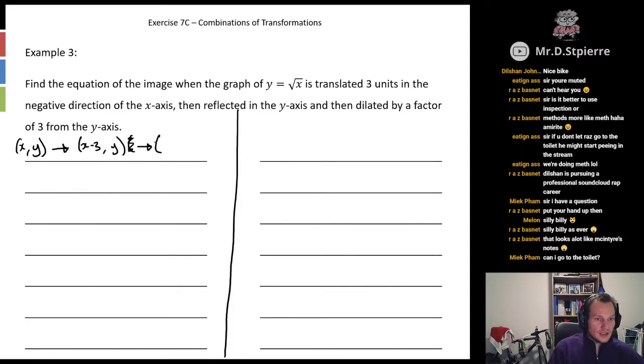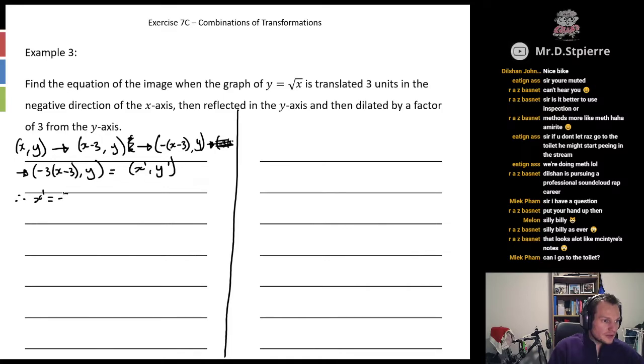Second transformation, reflected in the y-axis, so that means we're changing the sign of the x values. So we get negative x minus 3, so we're applying the negative to the whole value, comma y, and then our last transformation. Oh no, sorry. We did reflect in the y-axis, then dilate by a factor of 3 from the y-axis. So we're going to end up with negative 3x. We end up with negative 3x minus 3, comma y, which is equal to x dash, y dash.